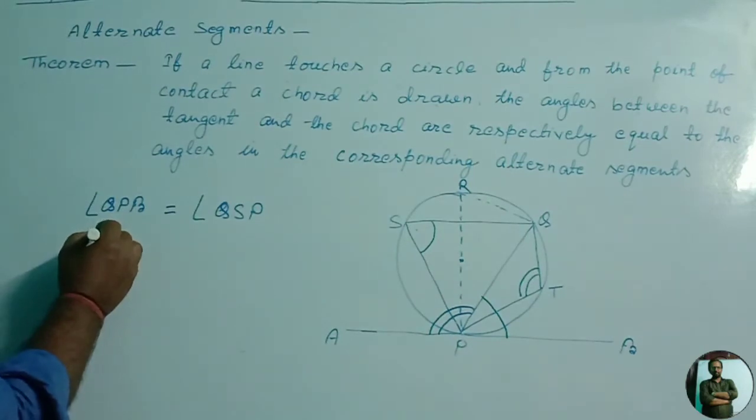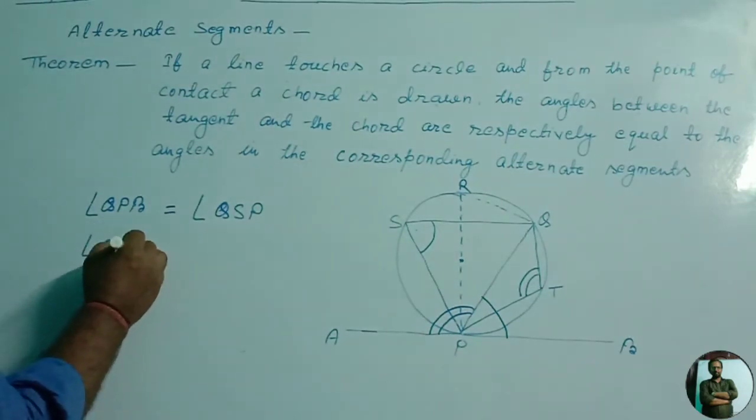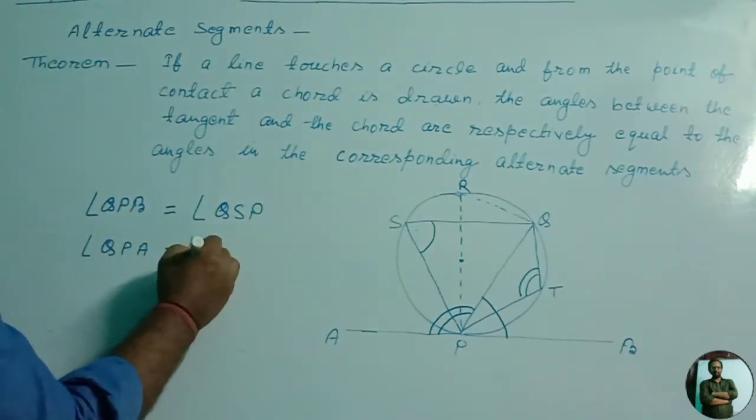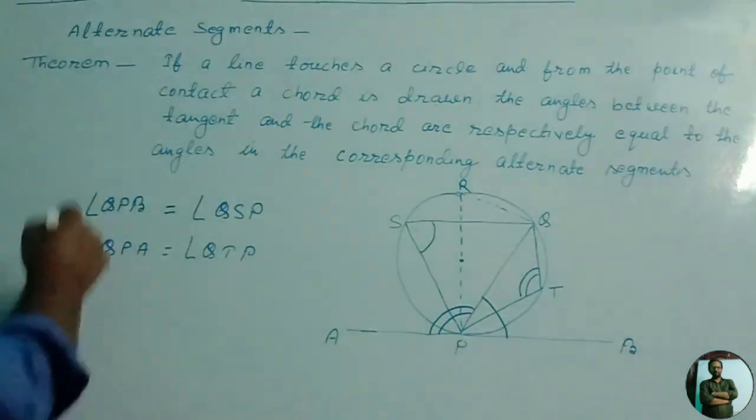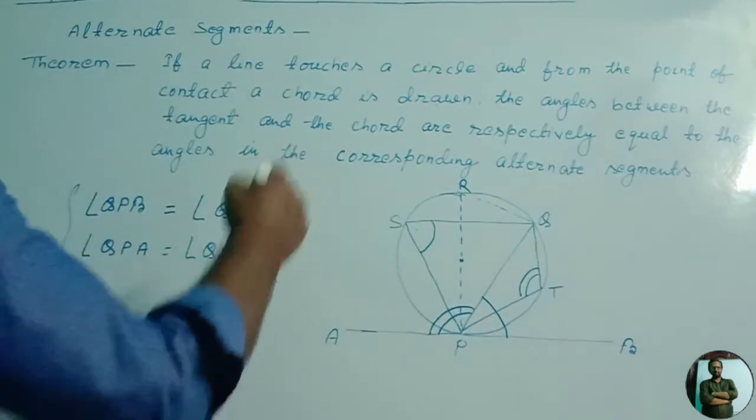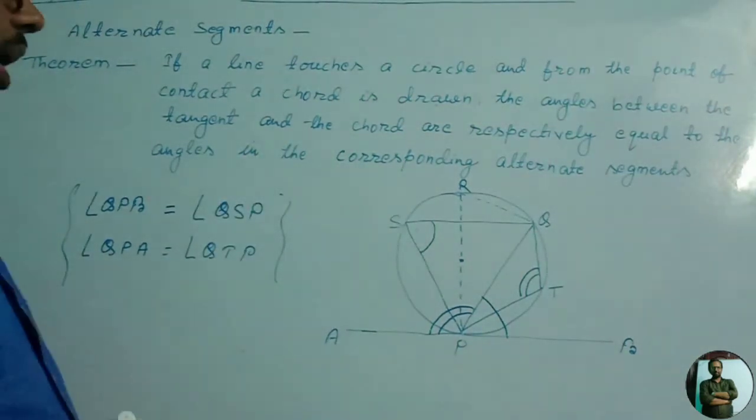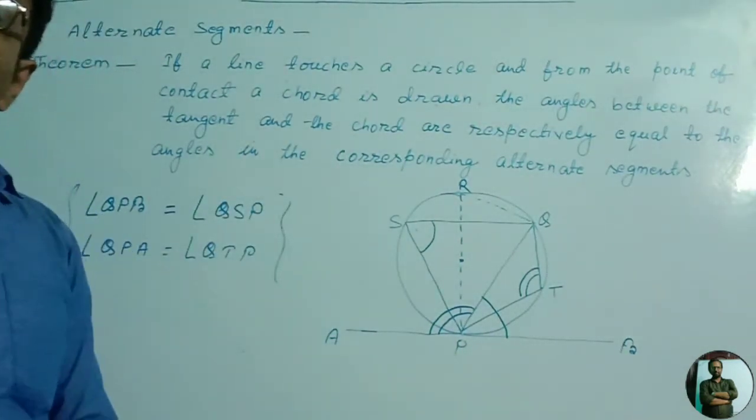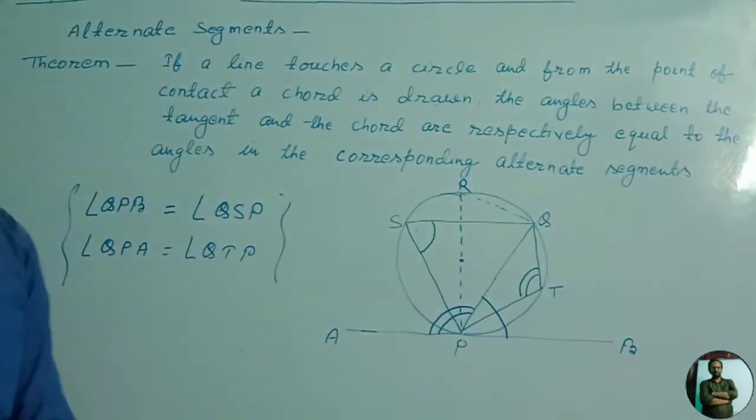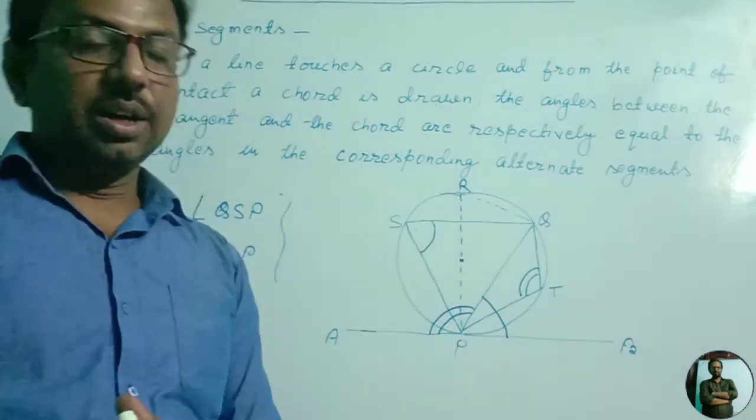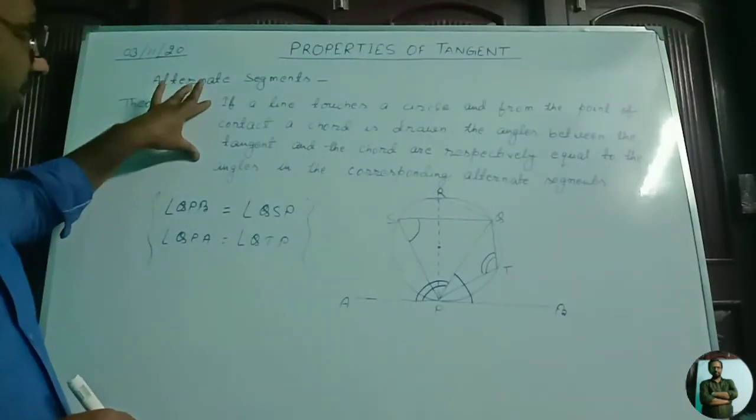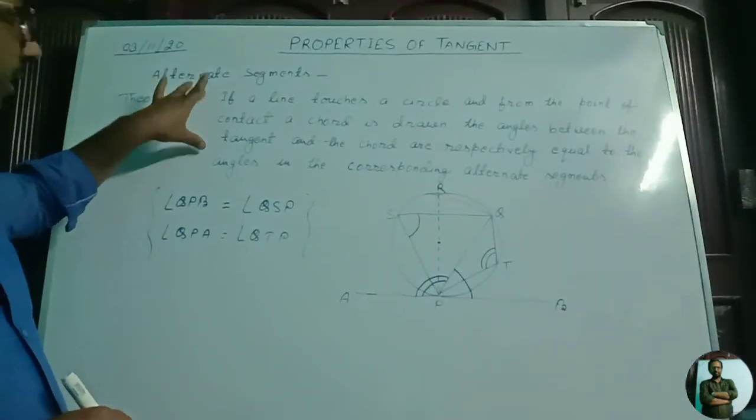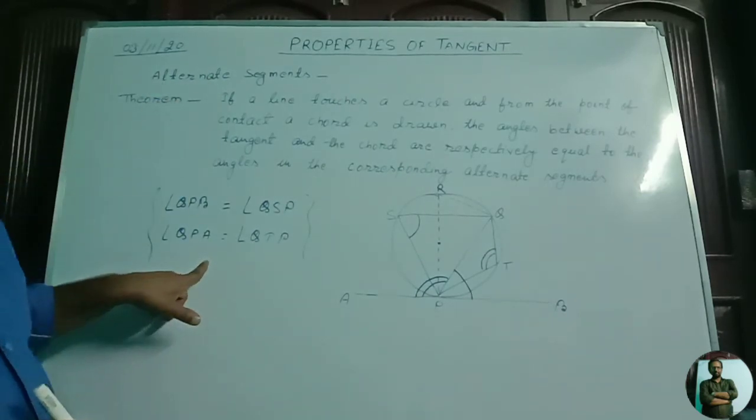For that we say angle QPA is equal to angle QTP. So the result is, the angle subtended by the chord and the tangent is equal to the angle in the alternate segment. This is the main deduction of this theorem.